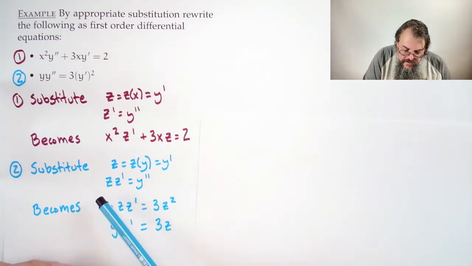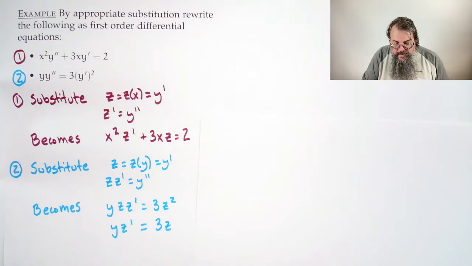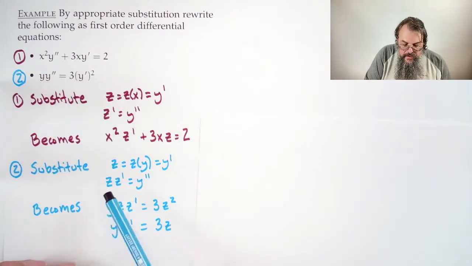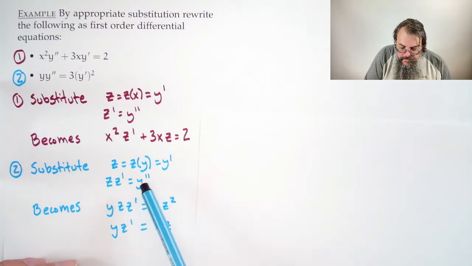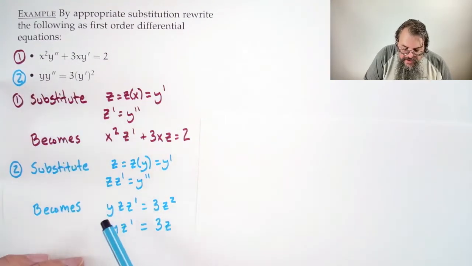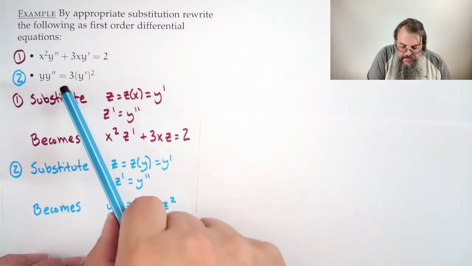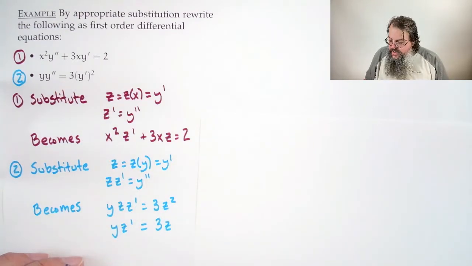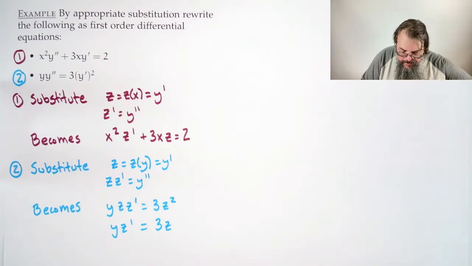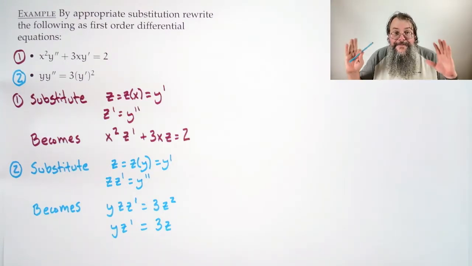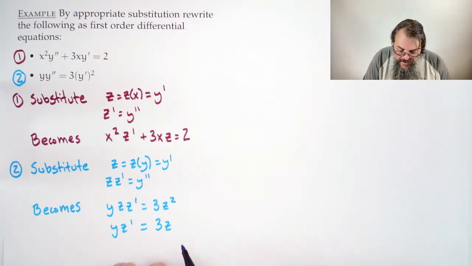So we get z z prime equals y double prime. So we get y z z prime equals 3 z squared. Actually, you know what? I think there's enough space. We'll just use this piece of paper here. Okay, finishing up. What do we see?